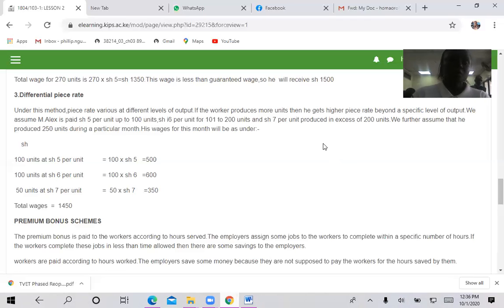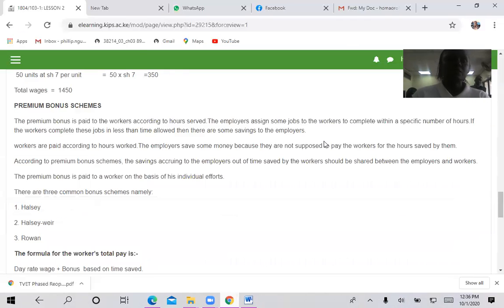Then after the payment of wages, we are supposed to receive a bonus. Bonus is another incentive which our worker is supposed to be receiving. So under the bonus, we have the premium bonus schemes, which are recognized by almost all of the organizations when they are paying their employees. We have three of them: Halsey, Halsey-Weir and Rowan scheme.